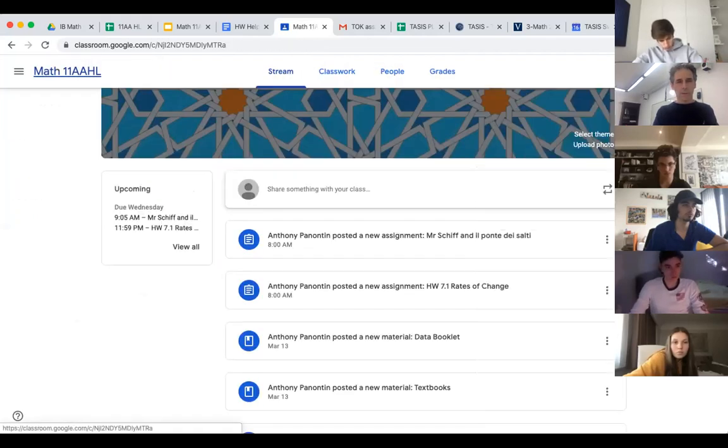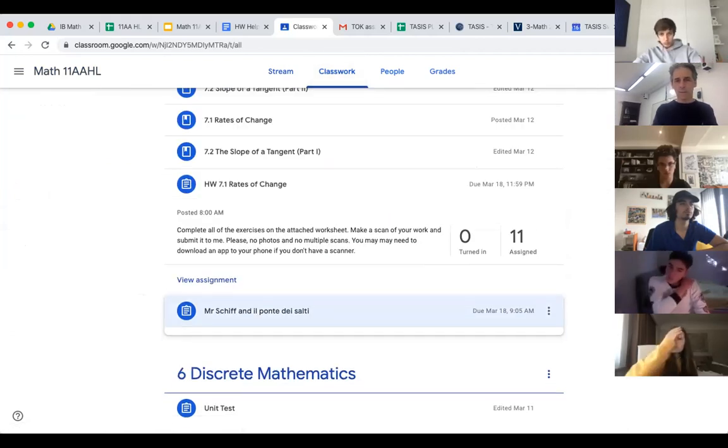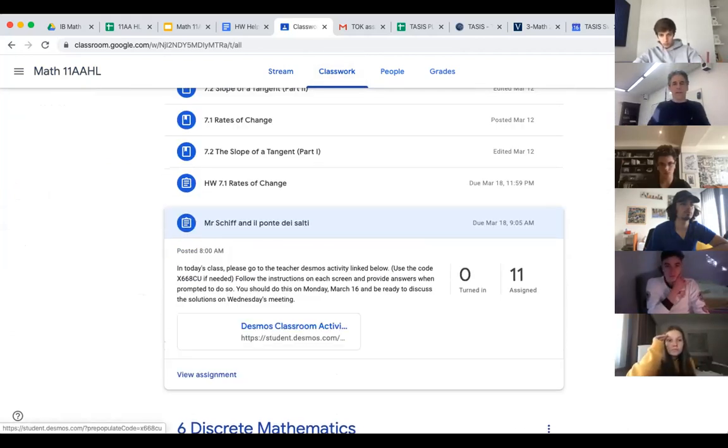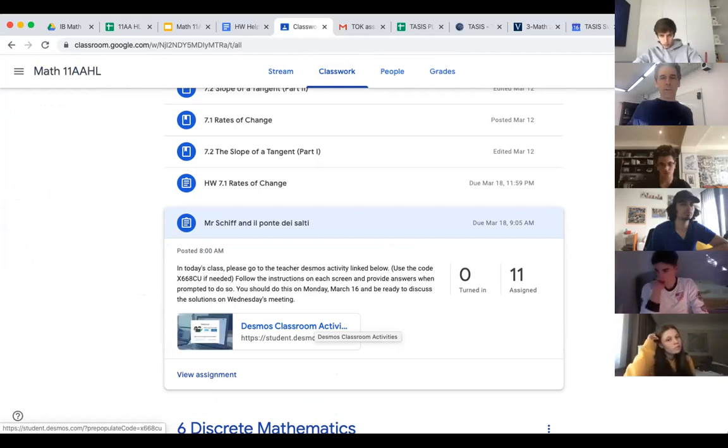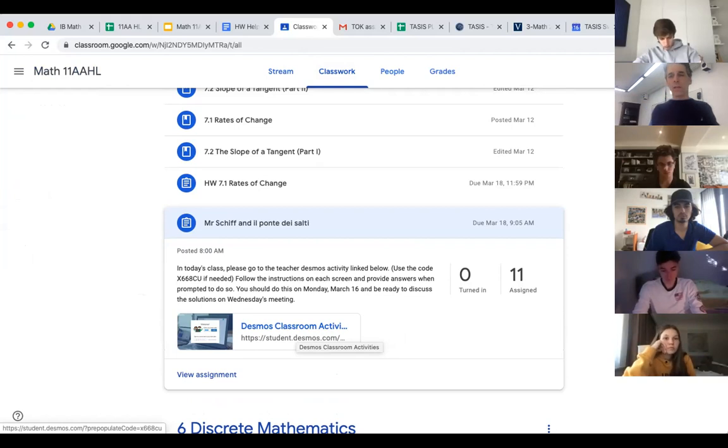Let me see if I can get back to the stream here, to the classwork. And that is another Desmos classroom. This one's called Mr. Skiff and Il Ponte dei Salti. And I want you guys to do this at the end. We might finish early and you can start that already. I'd like you to start this as soon as you can and have that ready for next day. So don't do it right now. Give me about 15 minutes to talk to you and then you can start it when we're done.